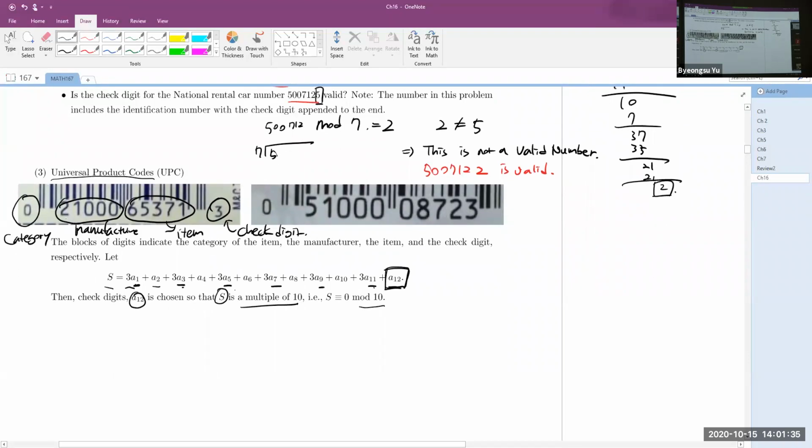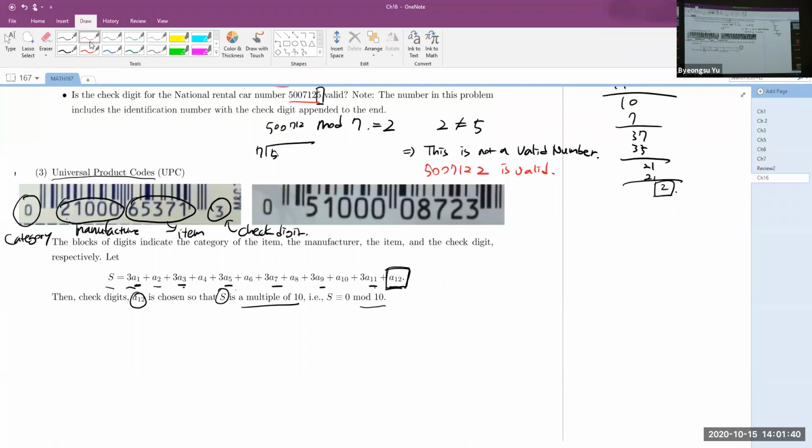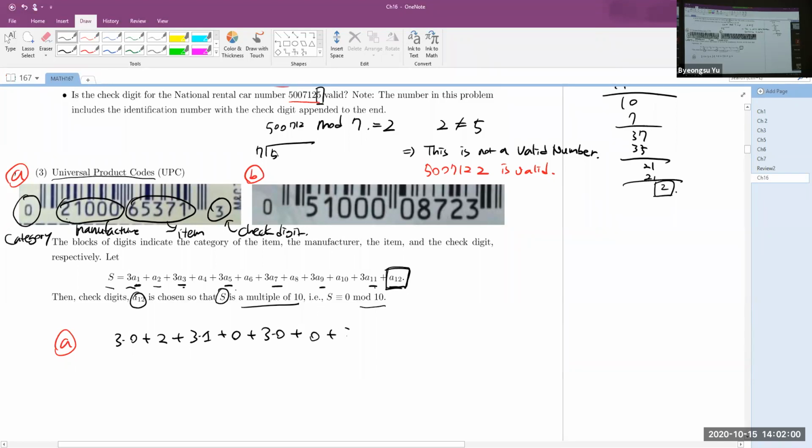So for example, in this code, say this one is A, and say this one is B. Then in the case of A, you can check that it is 3 times 0 plus 2 plus 3 times 1 plus 0 plus 3 times 0 plus 0 plus 3 times 6 plus 5 plus 3 times 3 plus 7 plus 3 times 1 plus 3, right? That's for the first one on the left side.